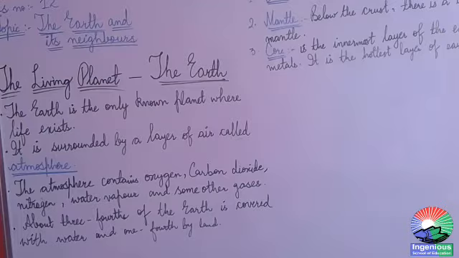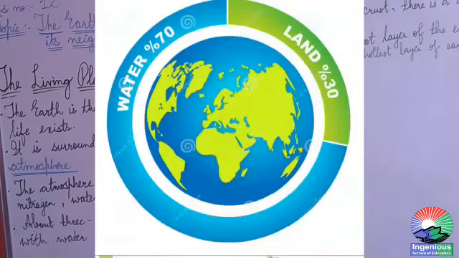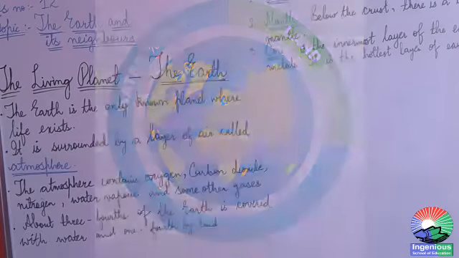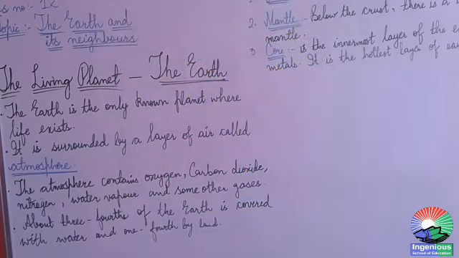Students, 3/4 of the earth is covered with water and only 1/4 of the earth is covered by land. This means that 70% of the earth's surface is covered with water and only 30% is covered by land.